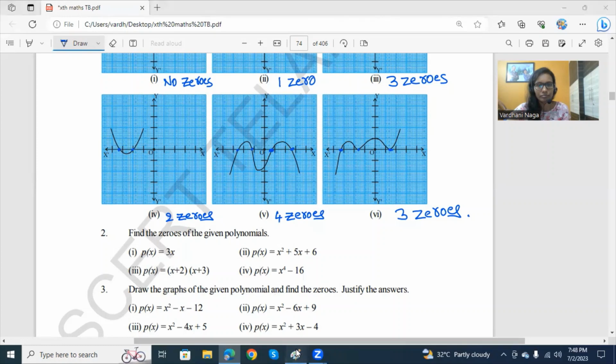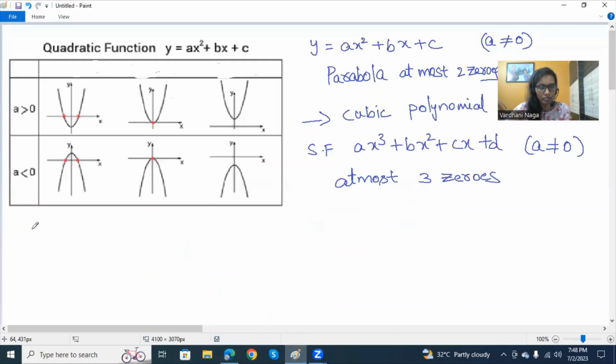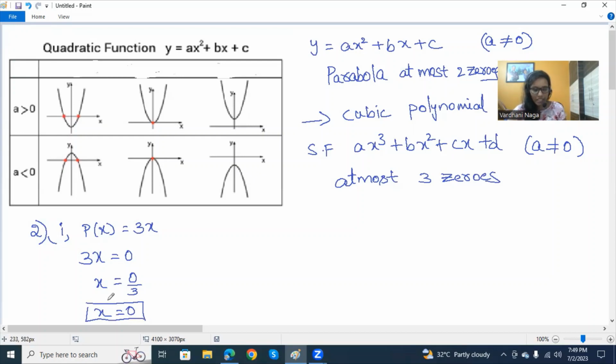The first sum. Question number 2, first bit. Given P of x is equal to 3x. For finding the zeros of the polynomial, take this polynomial and put it equal to 0. So x is equal to, when you transpose the 3 to the other side, 0 by 3. 0 by anything is 0. So x is equal to 0. So the zero of the polynomial is 0 only.